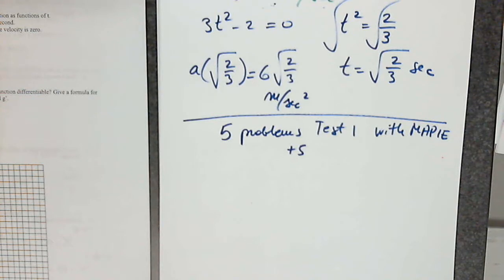You choose. You cannot choose the same problems. Make sure you don't share which problems you choose with anyone else in the class. Choose 5 problems. It can be limits. It can be whatever else you decide. And use Maple for 5 extra points. And turn it in on Wednesday.